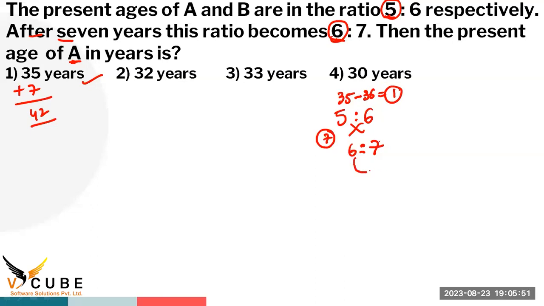Next, what is the second step? Check the second ratio difference. Second ratio is 6:7. Difference is how much? One. Then multiply the step 2 difference by the step 1 difference.